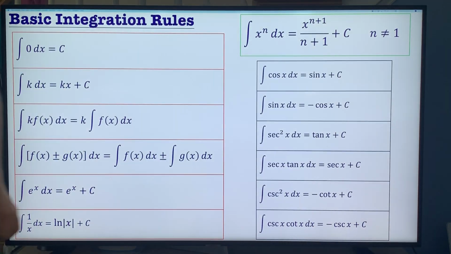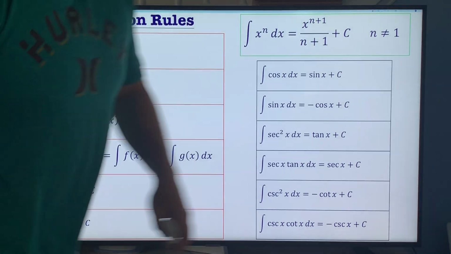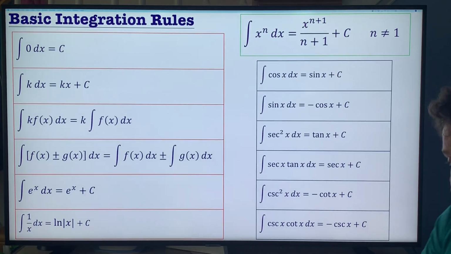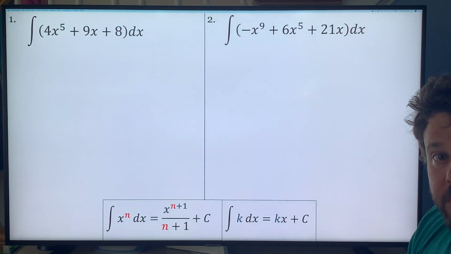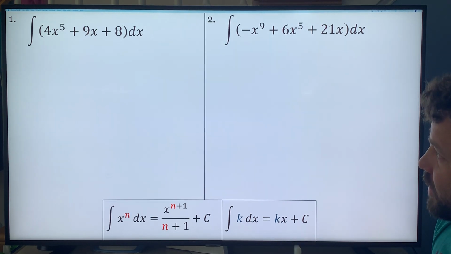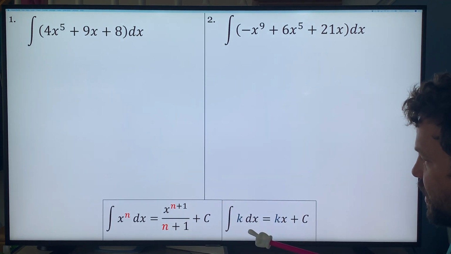All right, so let's get going. Need my little pointer here. And try problems 1 and 2. All right, hopefully you guys got the answer. You are using the power rule and the constant rule.